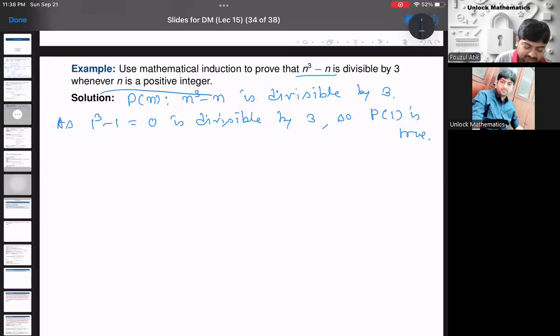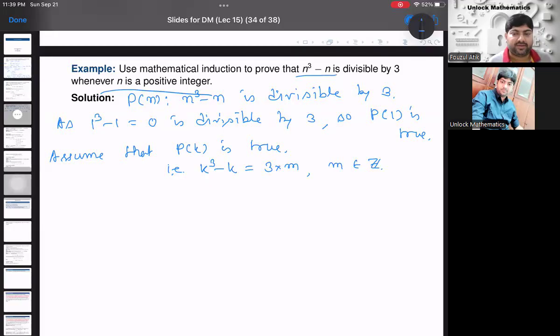The inductive step is: assume that P of k is true. Now what is P of k? P of k is k cube minus k is divisible by 3. Right? So P of k is true means, if some integer is divisible by 3, what does it mean? It is a multiple of 3. Therefore k cube minus k is a multiple of 3, so 3 into some integer m, where m belongs to Z, the set of all integers.